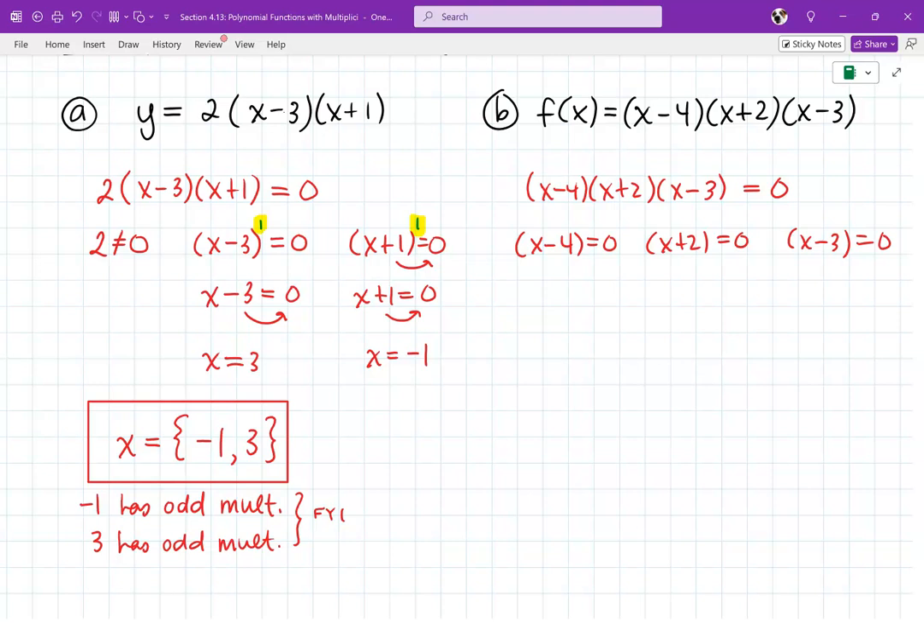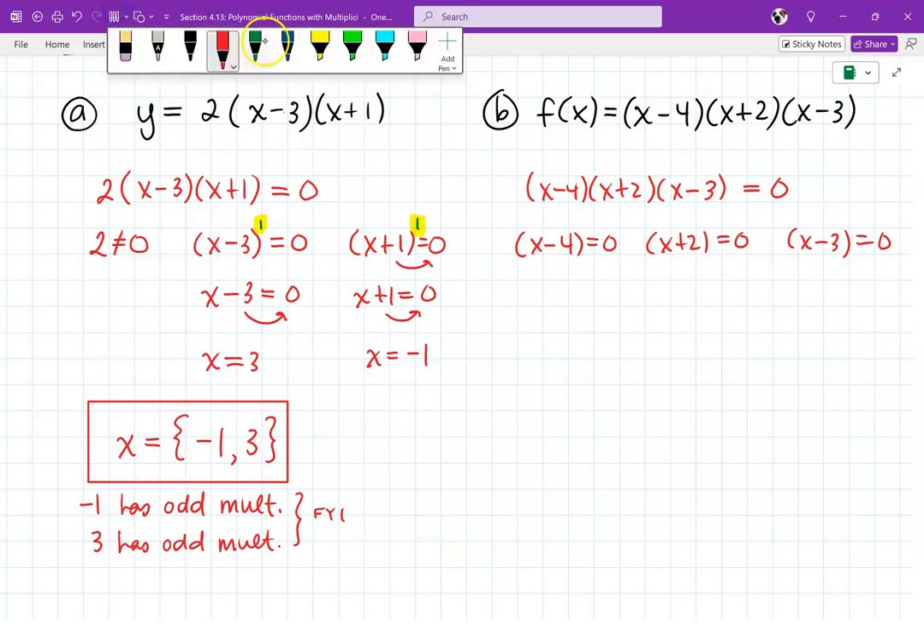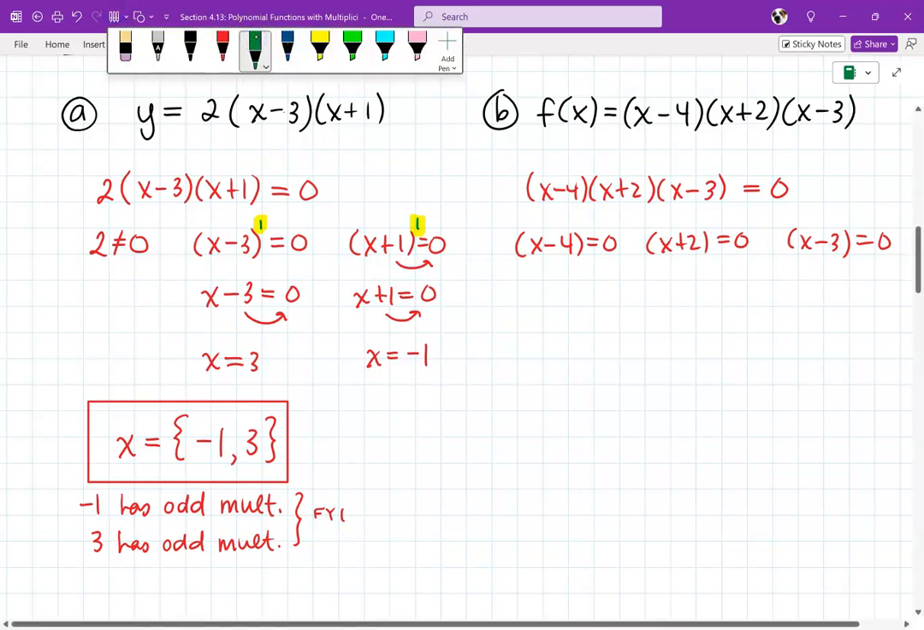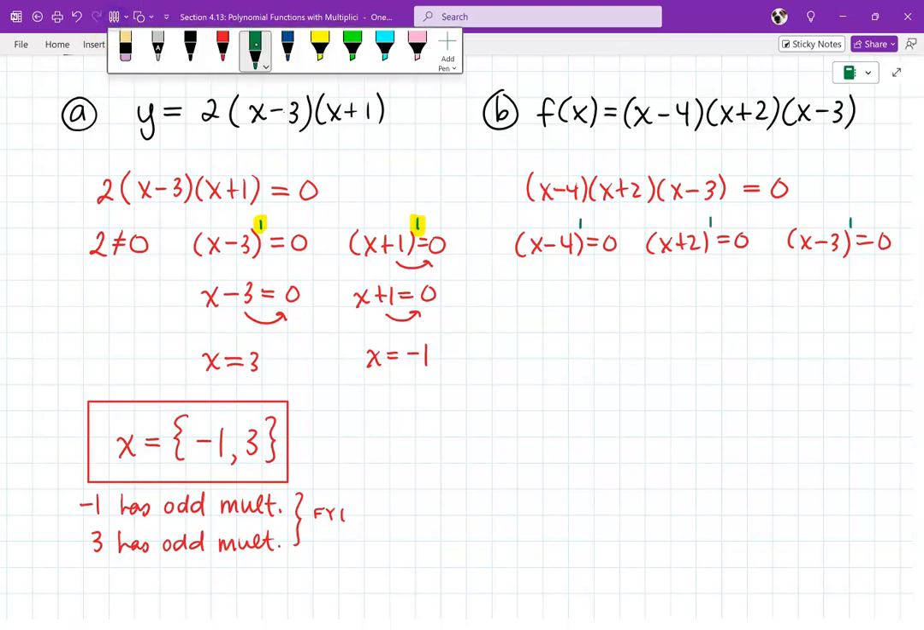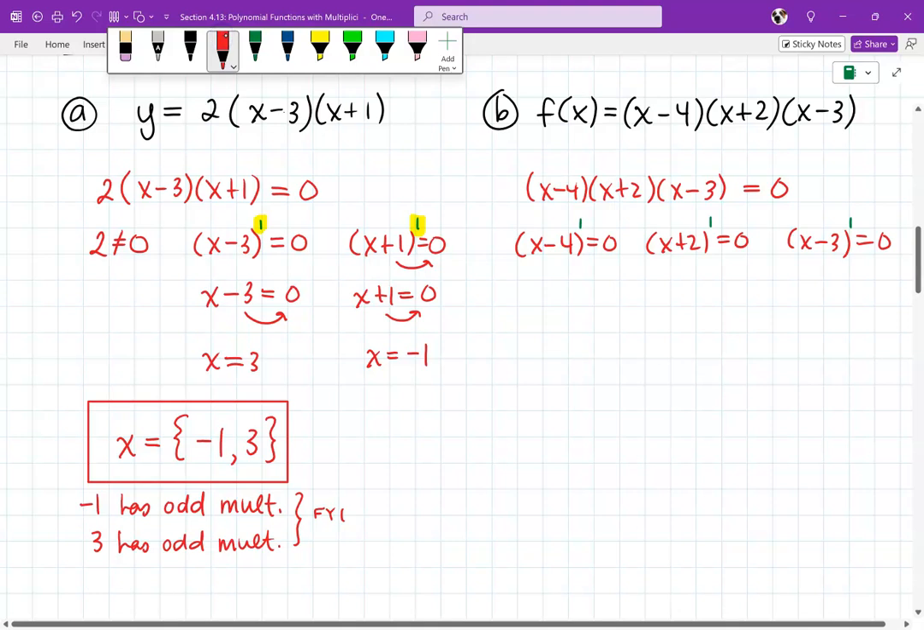What are the powers on all of those factors? Just 1, right? If it's not a 1, you'll literally see a 2 or a 3 or a 4. So again, I'm kind of starting easy right now. Okay? They're all powers of 1. Okay? So that means these all have odd multiplicity. When I solve them, they have odd multiplicity because it's a power of 1.